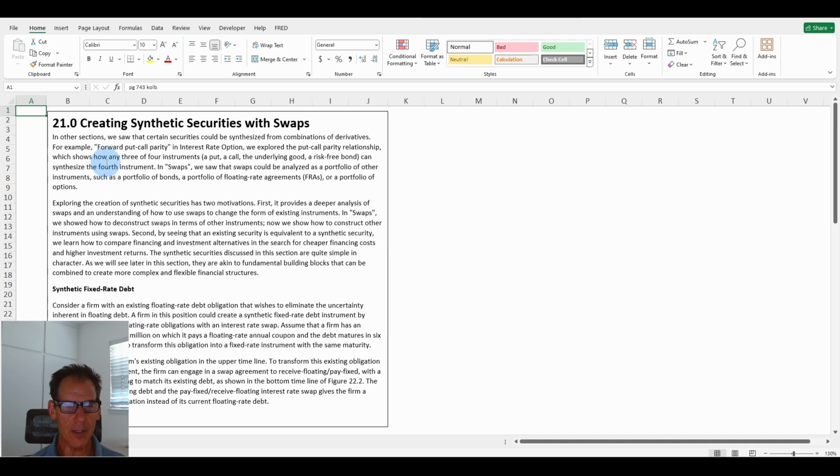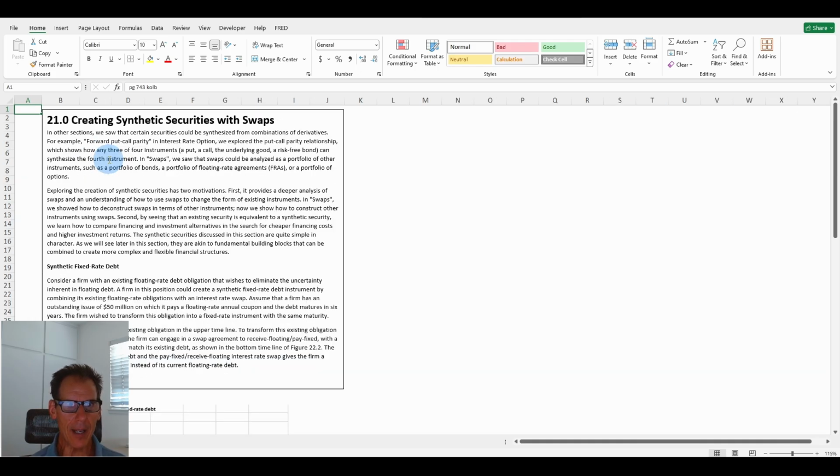In other sections, we saw that certain securities could be synthesized from combinations of derivatives. For example, a forward put-call parity. In interest rate options, we explored the put-call parity relationship, which shows how any three of four instruments, a put, a call, the underlying good, and the risk-free bond, synthesize the fourth instrument.